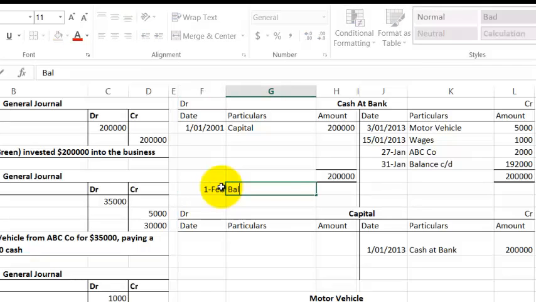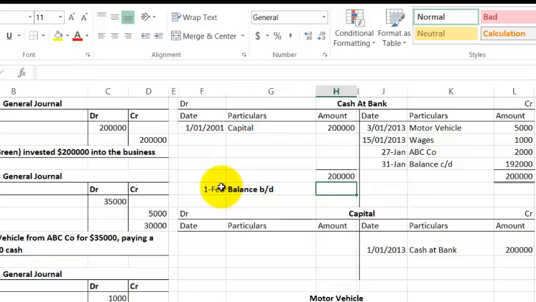In this instance, I'm going to type balance brought down. That's what the BD stands for, brought down, and that is simply the amount that we worked out up here. I'm just going to type equals to that, and there it is. All right. So we go through that process for every account that we've got here.